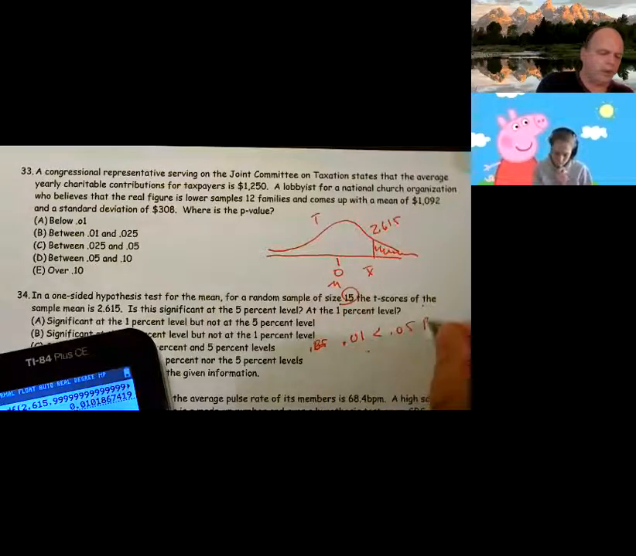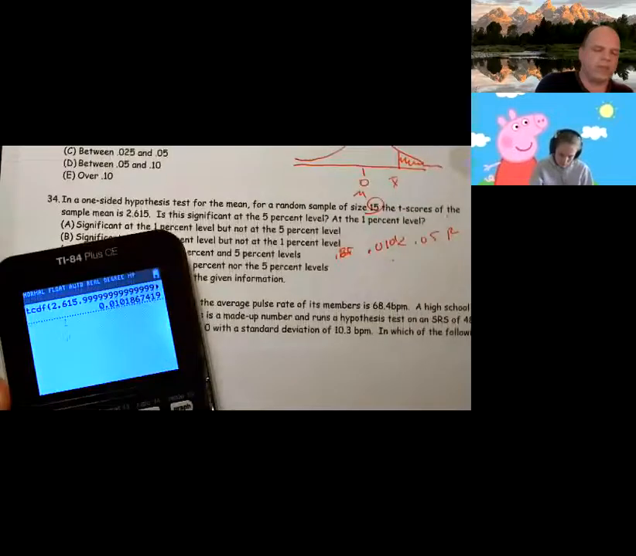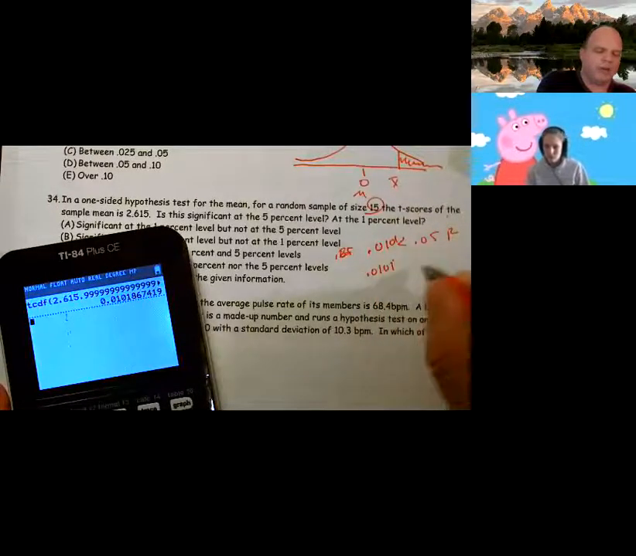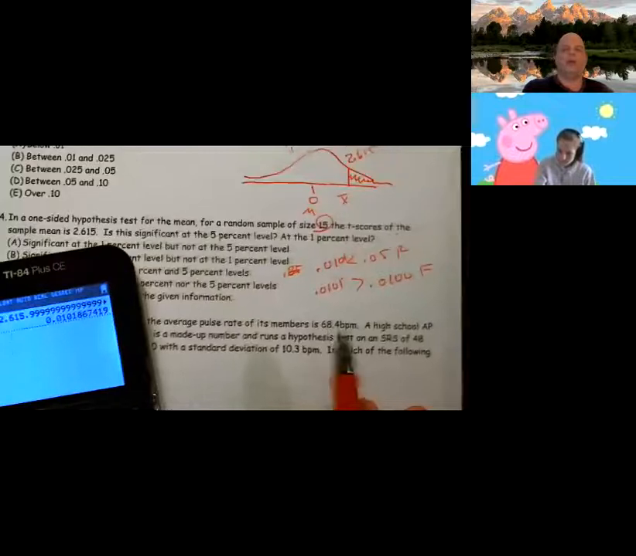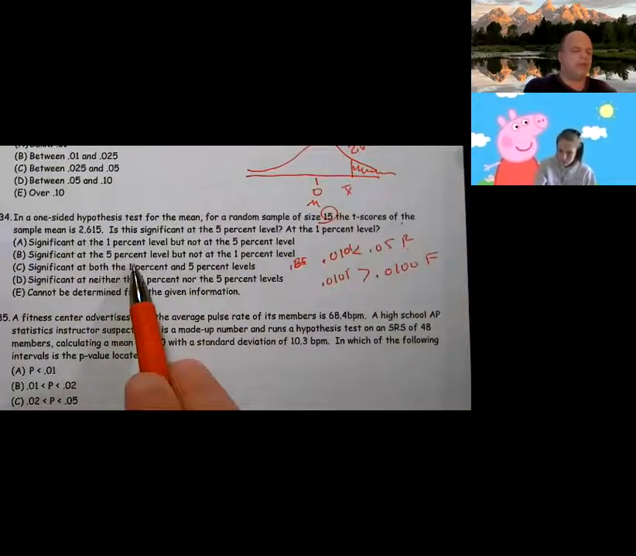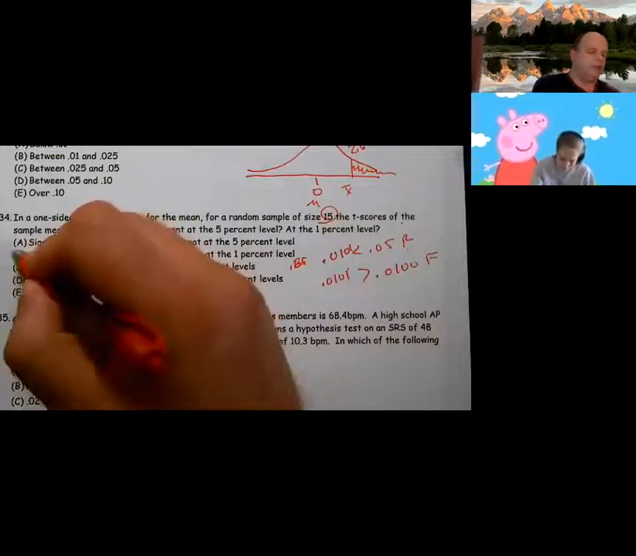I really should write 0.0101, because that's what it is. Then I have a 0.0101, and I'm comparing to a 0.01, and this is greater than. So I'm rejecting at an alpha level of 0.05, but I failed to reject at 0.01. Significant at the 5% level, but not at the 1% level. So this is that one.